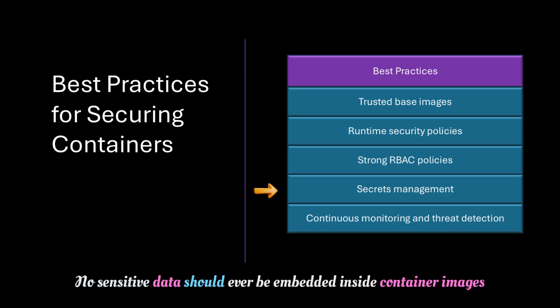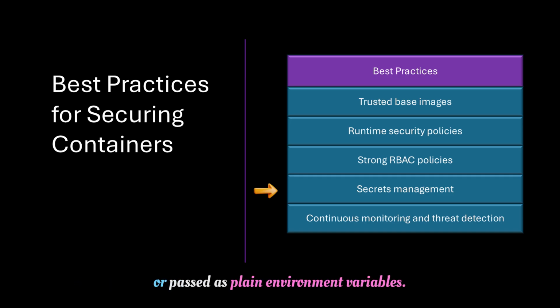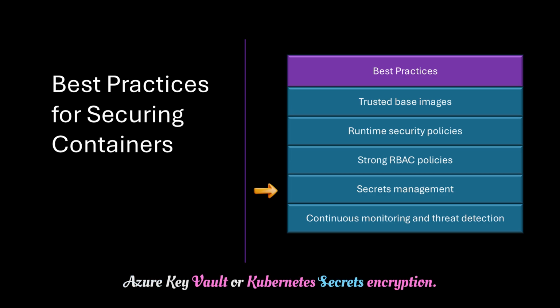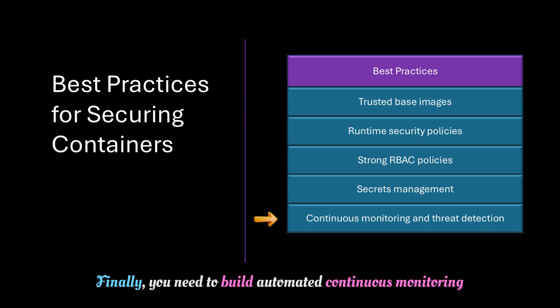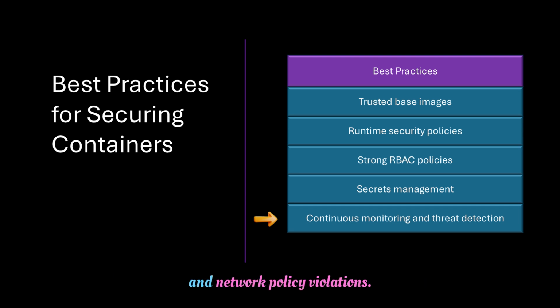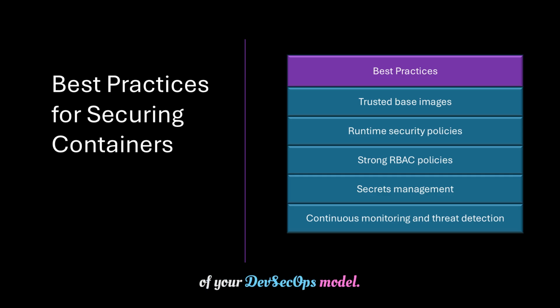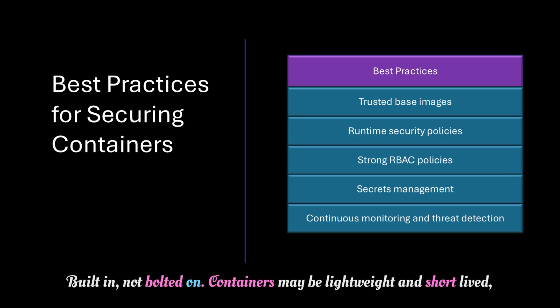No sensitive data should ever be embedded inside container images or passed as plain environment variables. Instead, you must integrate secure secret injection methods using services like Azure Key Vault or Kubernetes Secrets Encryption. Finally, you need to build automated continuous monitoring and threat detection across your container fleet, watching for behavioral anomalies, privilege escalation attempts, and network policy violations. When you implement these practices, container security becomes a natural extension of your DevSecOps model, built in, not bolted on.